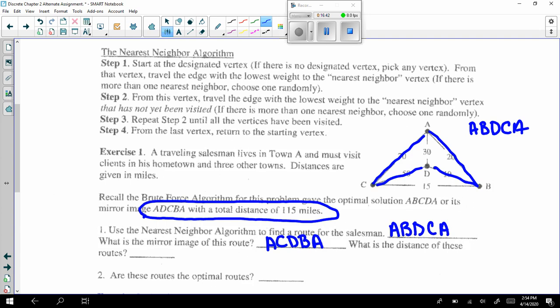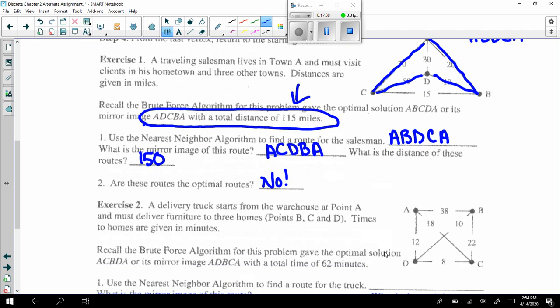And the distance for these routes, let's go ahead and add them up. I'm going to take my calculator. I have 20 plus 10 is 30, plus 70 is 100, so it's going to be 150. Okay, now is that the optimal? No, it's not. These are not optimal routes, but they are close, but not necessarily.